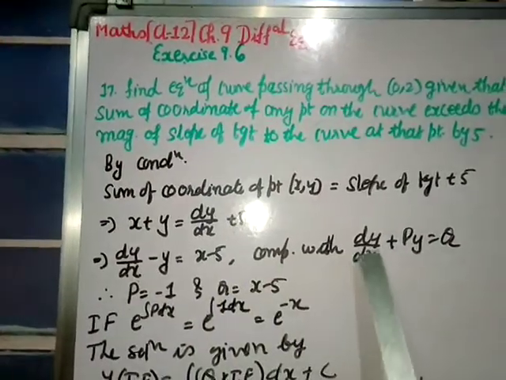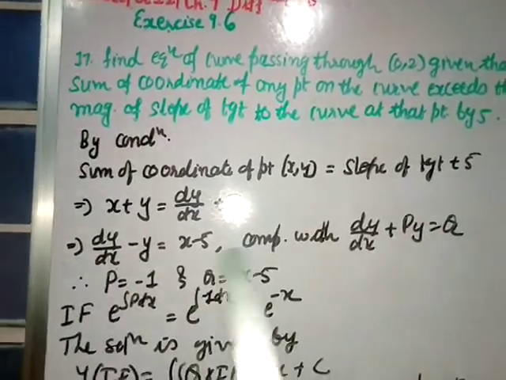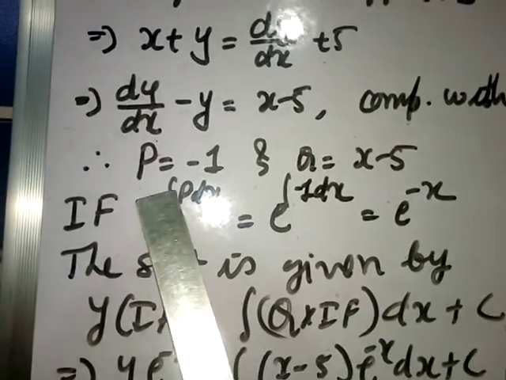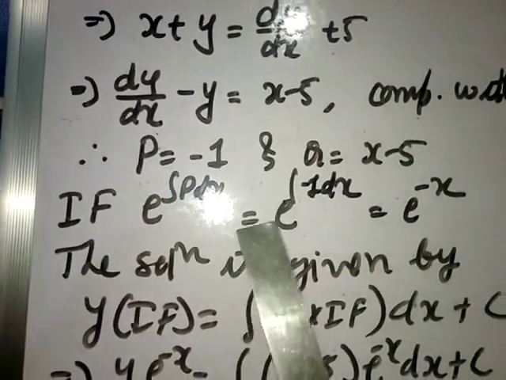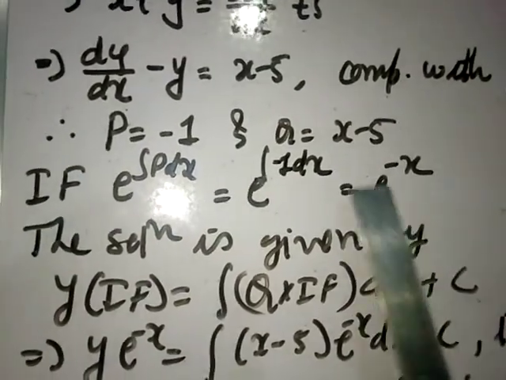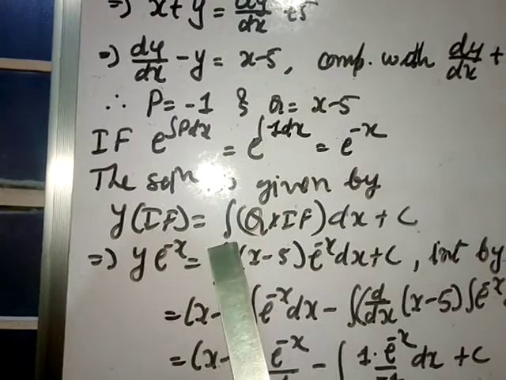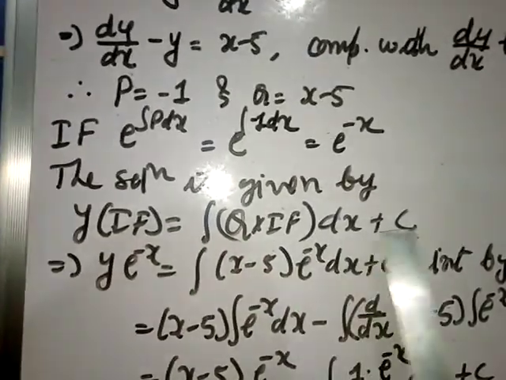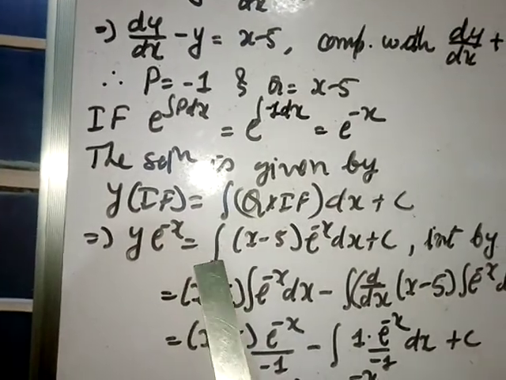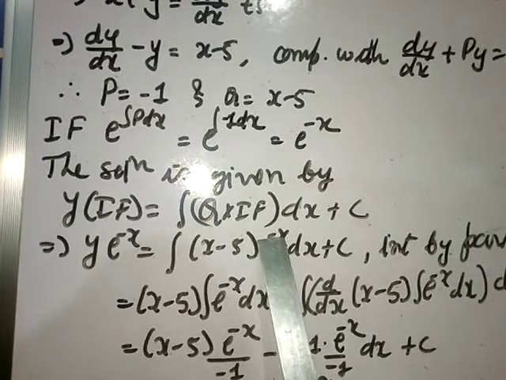Now comparing this with dy by dx plus py equal to q, p is minus 1 and q is x minus 5. Now the integrating factor is e power integral p dx, equal to e power integral minus 1 dx, which gives you e power minus x. This is the integrating factor. The solution is given by y into the integrating factor equal to the integral of q into the integrating factor dx plus c. Put the values: y into e power minus x equal to the integral of x minus 5 into e power minus x dx plus c.